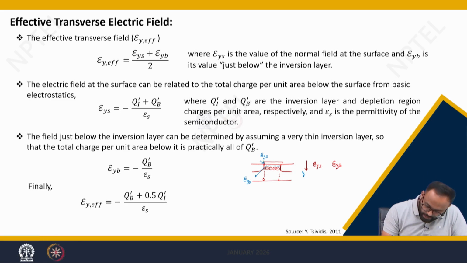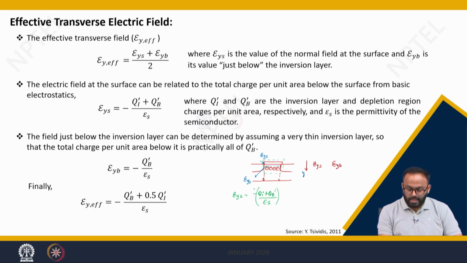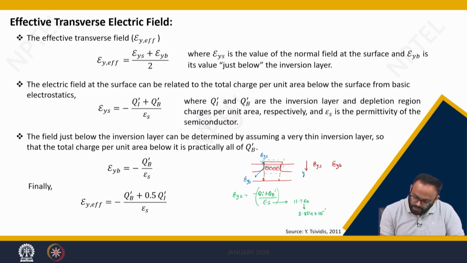You just consider a Gaussian surface and apply Gauss law. I am considering one Gaussian surface to cover the inversion charge only, and one Gaussian surface to cover the whole charge, out of which if we rewrite this equation, EYS is equal to minus of Qi' plus QB' divided by epsilon s, where minus stands for negative charge. Epsilon s is the permittivity of silicon or semiconductor. It is 11.7 times epsilon naught, which is 8.854 times 10 to the power of minus 14 farad per centimeter, correct.